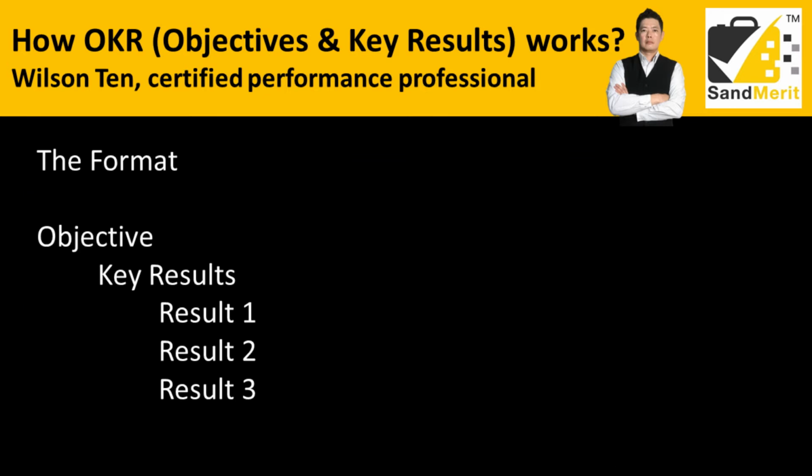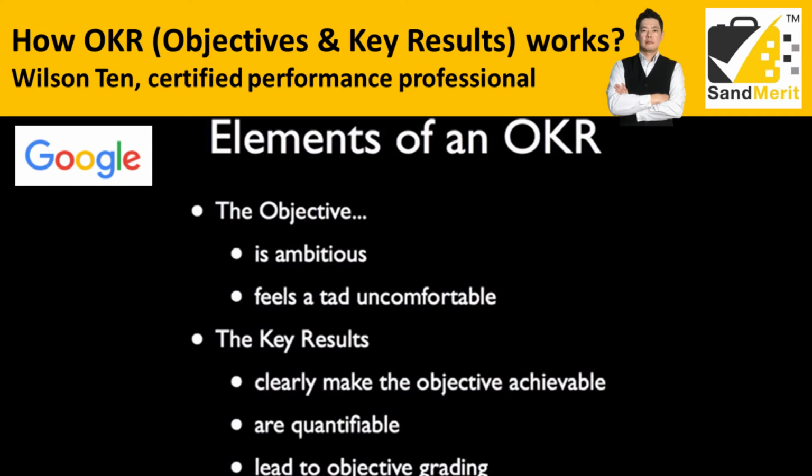This is the OKR format. You have the objective at the top and you have the key results. One objective, you have multiple key results. The objective you set has to be ambitious and your team has to feel a little bit uncomfortable. For the key results, they have to be measurable and you have to make sure the key results will help you to achieve your objective. You make sure eventually it leads you to achieve what you want to achieve.